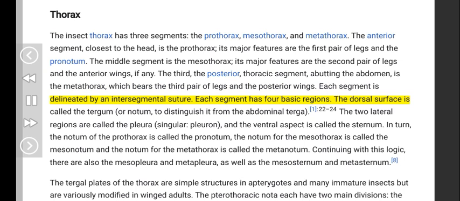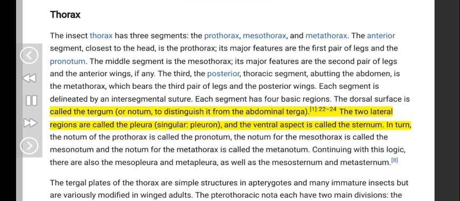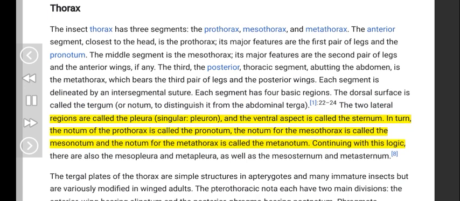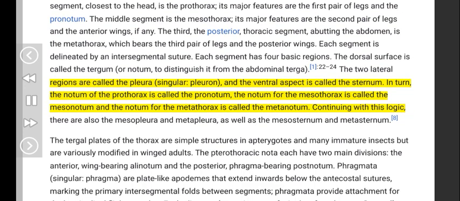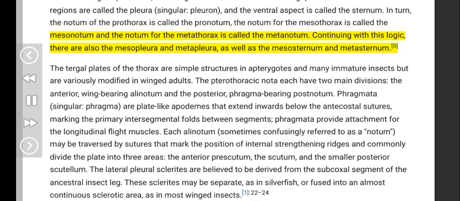Each segment has four basic regions. The dorsal surface is called the tergum or notum, to distinguish it from the abdominal terga. The two lateral regions are called the pleura, singular pleuron, and the ventral aspect is called the sternum. The notum of the prothorax is called the pronotum, the notum for the mesothorax is called the mesonotum, and the notum for the metathorax is called the metanotum. Continuing with this logic, there are also the mesopleura and metapleura, as well as the mesosternum and metasternum.